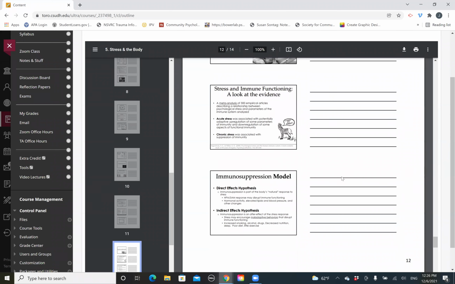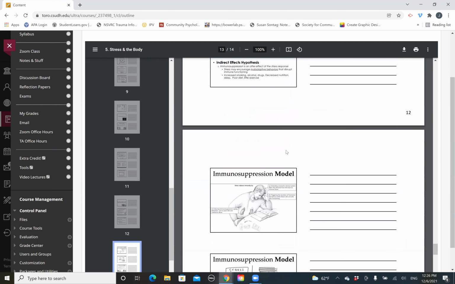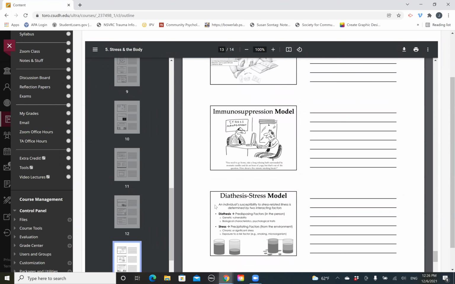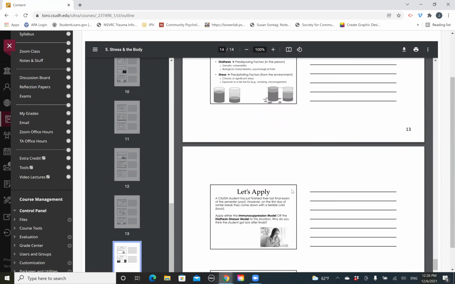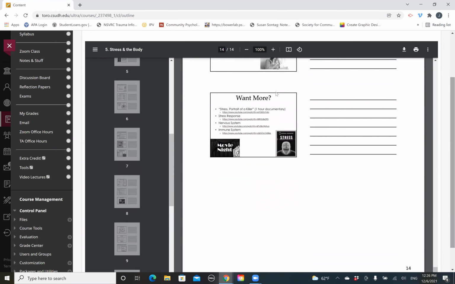So we are running out of time. What I'm going to tell you to do is know the immunosuppression model, okay? Know the diathesis stress model, and go through as well.